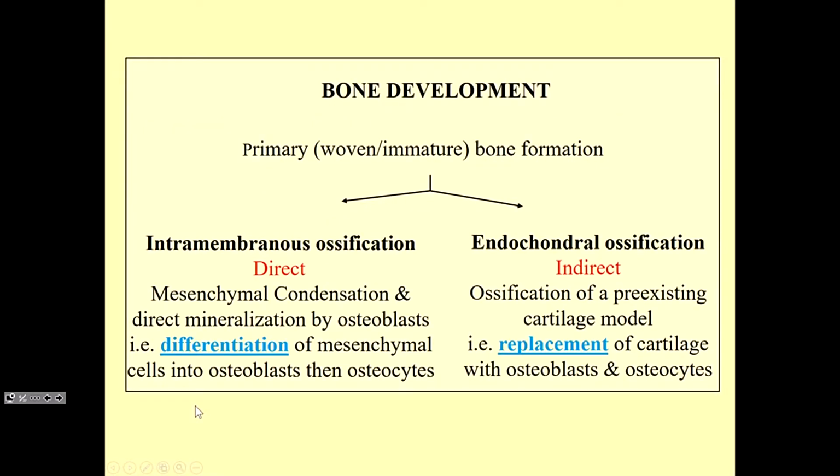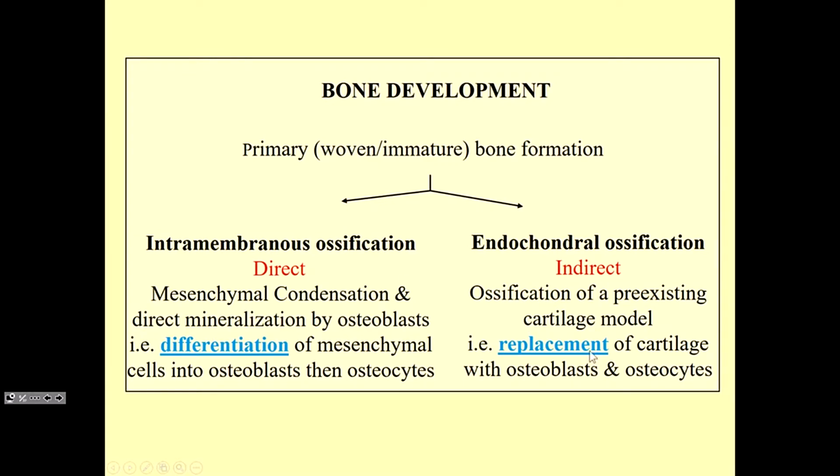Okay, so here's our two mechanisms again, intramembranous and endochondral ossification. So intramembranous ossification is more of a direct mechanism where our mesenchymal cells in the periosteum on the outside and endosteum on the inside can then be induced in the presence of a vascular environment to differentiate into the osteoblasts that secrete the osteoid, become trapped in the osteoid, become osteocytes. Okay, so it's a differentiation of mesenchymal cells into osteoblasts and osteocytes. That's the most common mechanism.